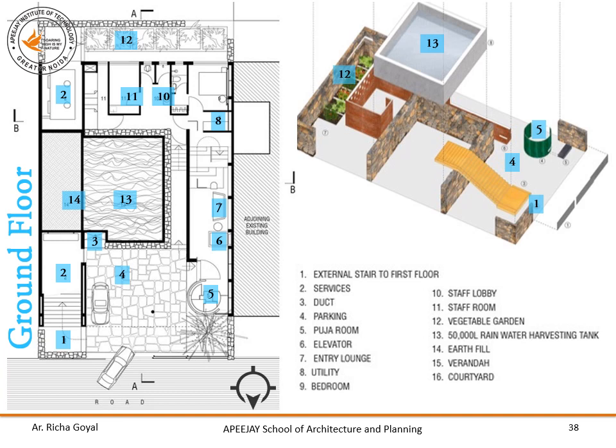And on number 4, we have the parking. Number 5, we have a puja room. There is a small elevator at the 6th number. And then we can see some of the service areas. And at the 12th, we have a vegetable garden.